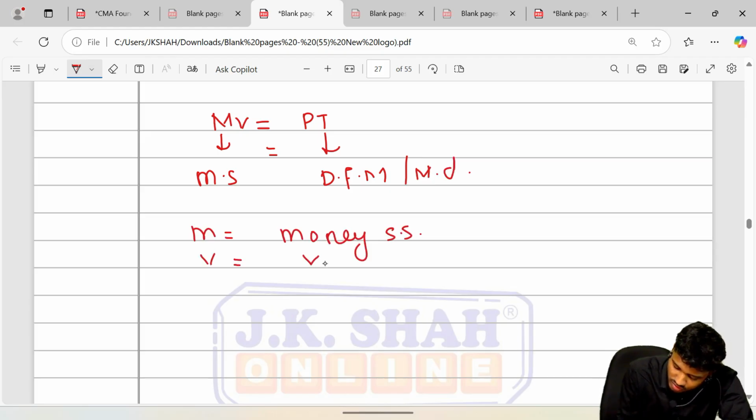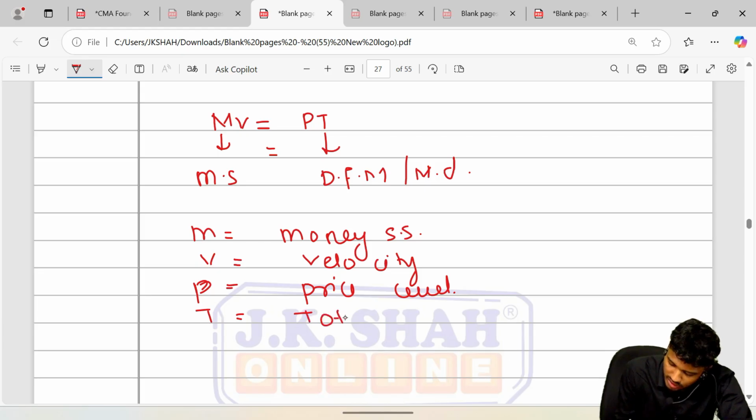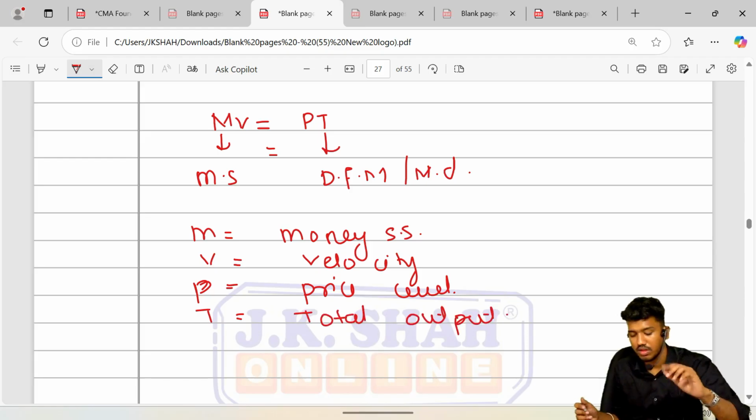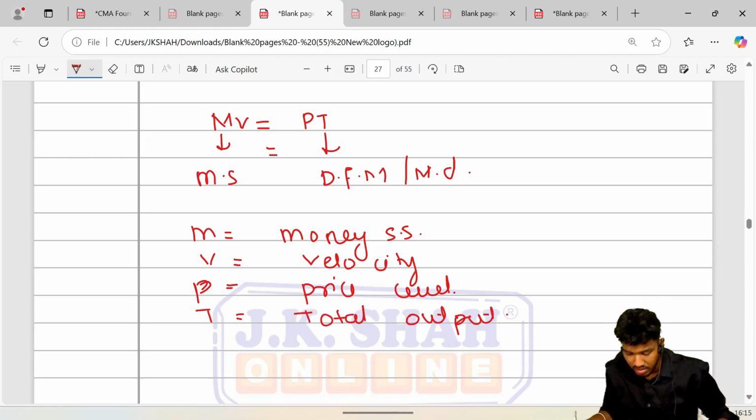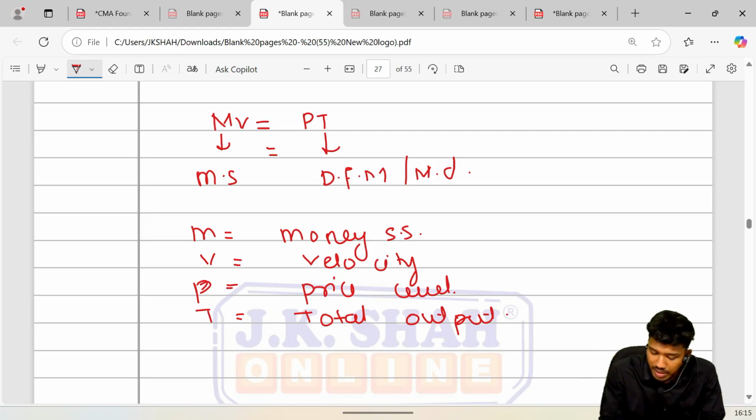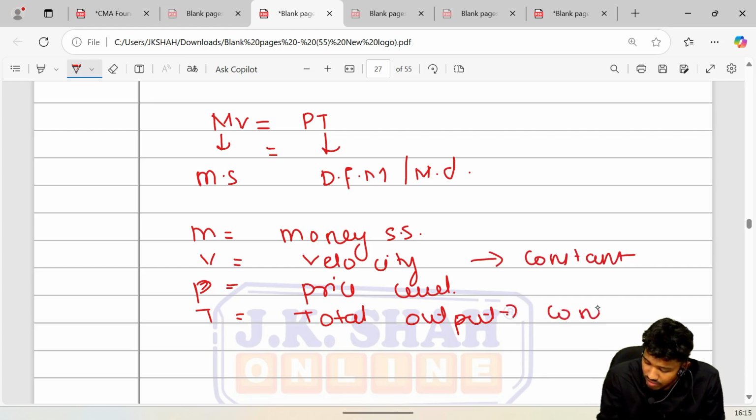V, that is velocity of money. Next, P, that is price level or general price level. Next, T, that is total output, or transactions conducted during the year. What is being assumed by him is that velocity is constant, and total product in every country or every year is constant.